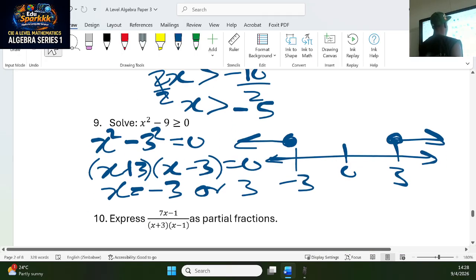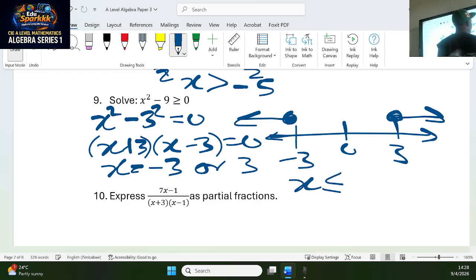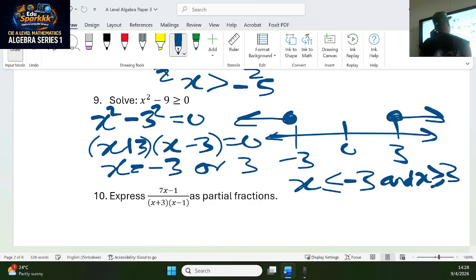So I conclude that for this particular inequality, x is less than or equal to negative 3, and x is also bigger than or equal to 3. I think that's it for that.